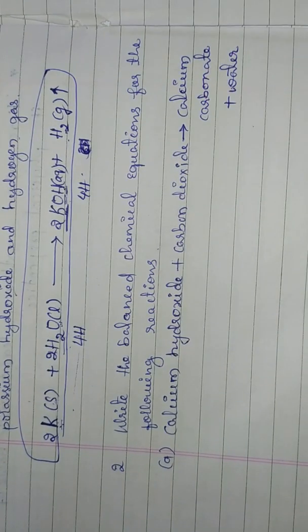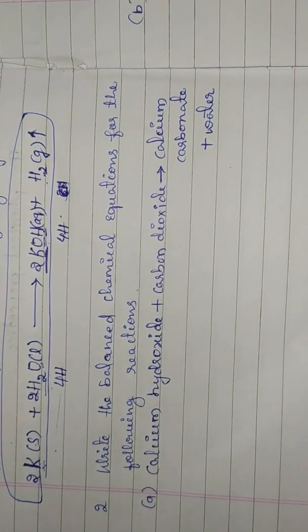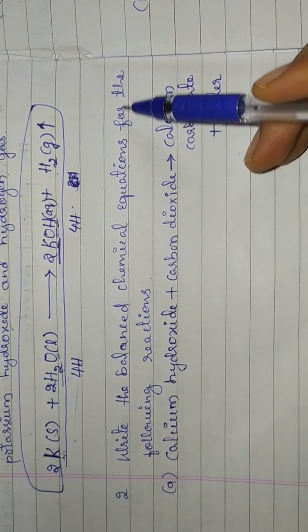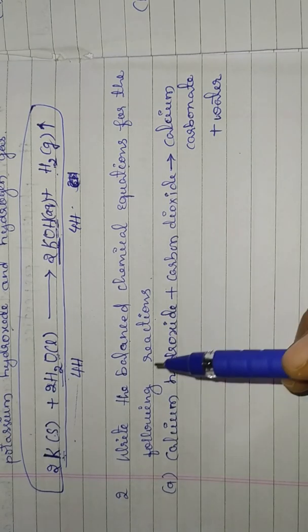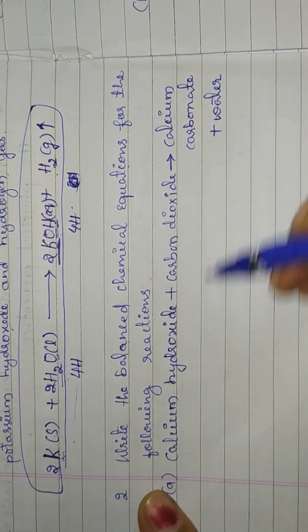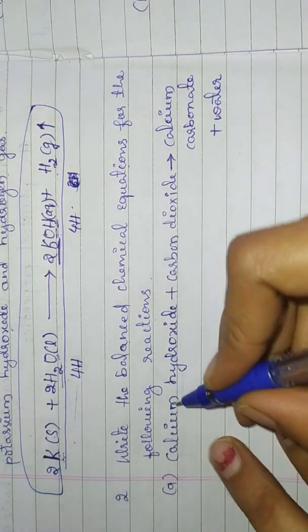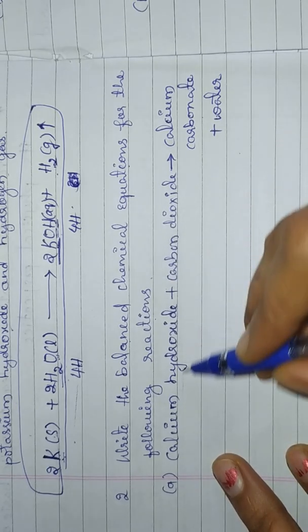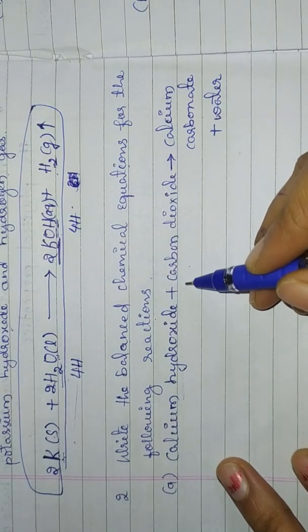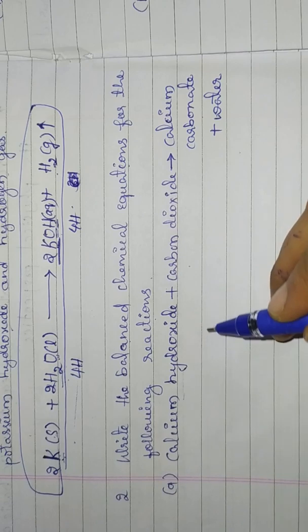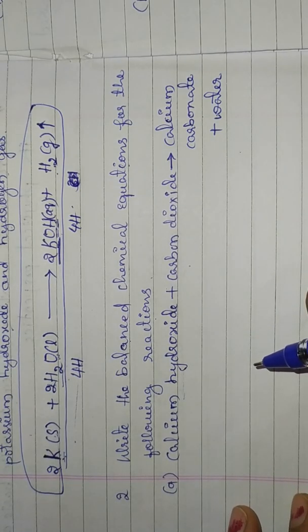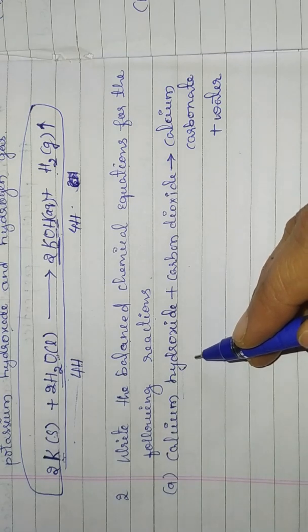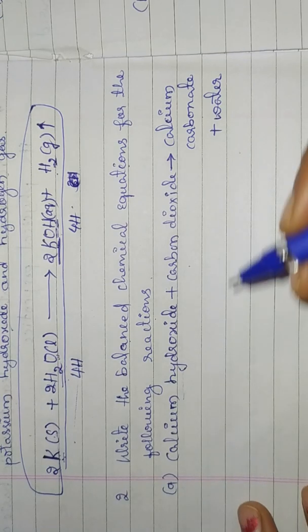Okay, see, next question. Write the balanced chemical equation for the following reactions. Okay, sometimes questions may be asked like this. They will give the name of the reactants and products. Okay, they will give the chemical reaction like this. They will not give the chemical reaction in the form of chemical symbols. In words they will give. So we have to write the chemical formula of reactants and products, and we have to balance these reactions.